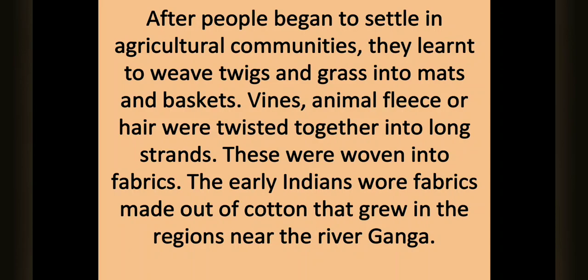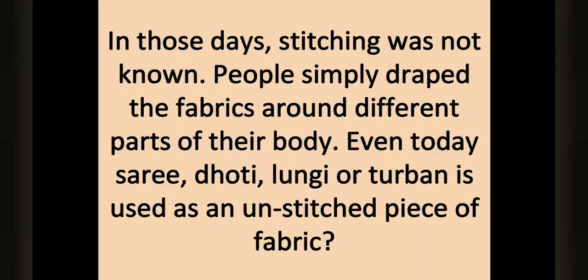So you can see the history of clothing over here, and in those days stitching was not known, so people simply draped the fabrics around different parts of their body. If you trace back the history, people used to just use a piece of fabric to cover themselves. Even today you can see that concept, but it has been advanced: a piece of fabric converted into a sari, dhoti, lungi or turban is used as an unstitched piece of fabric. I hope you have taken down the points explained in this chapter.